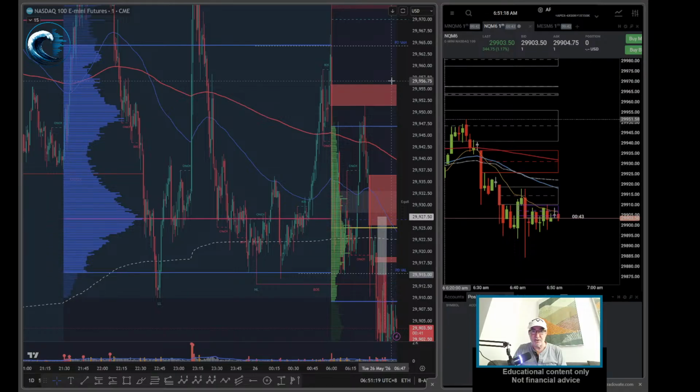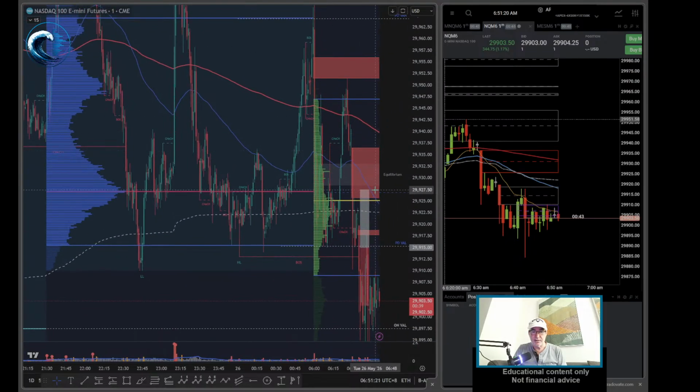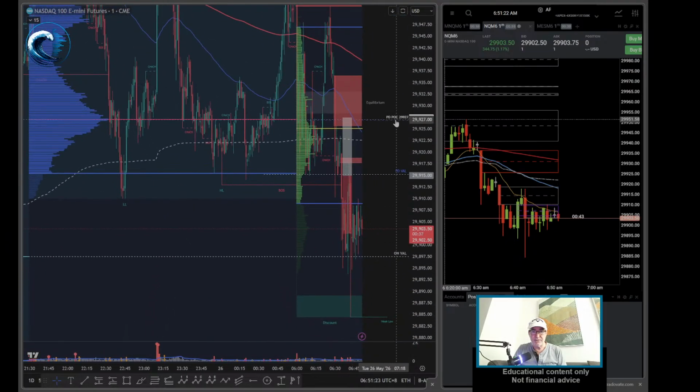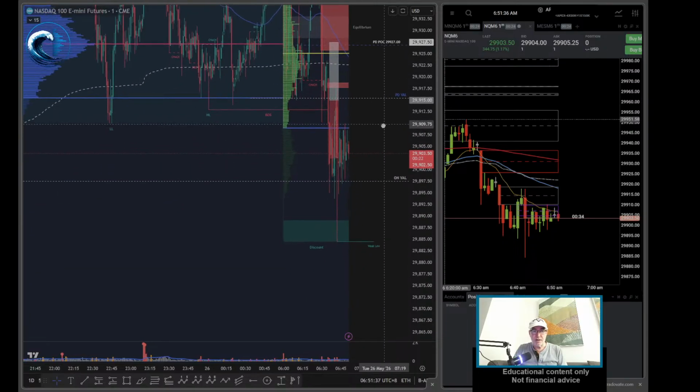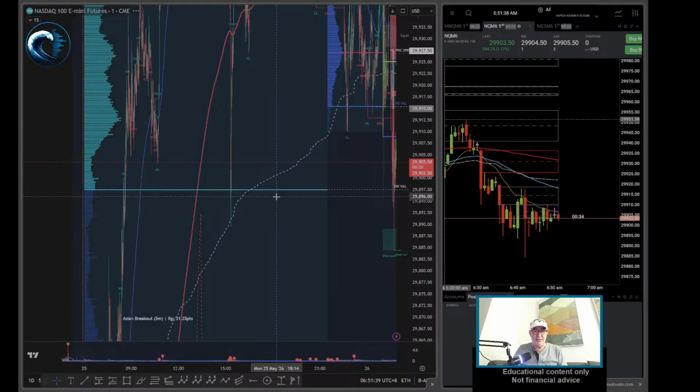Previous day value high is up here. The previous day POC is here. And the previous day value low is here, which just needs a little touch up. And we've got the previous day value low down here.